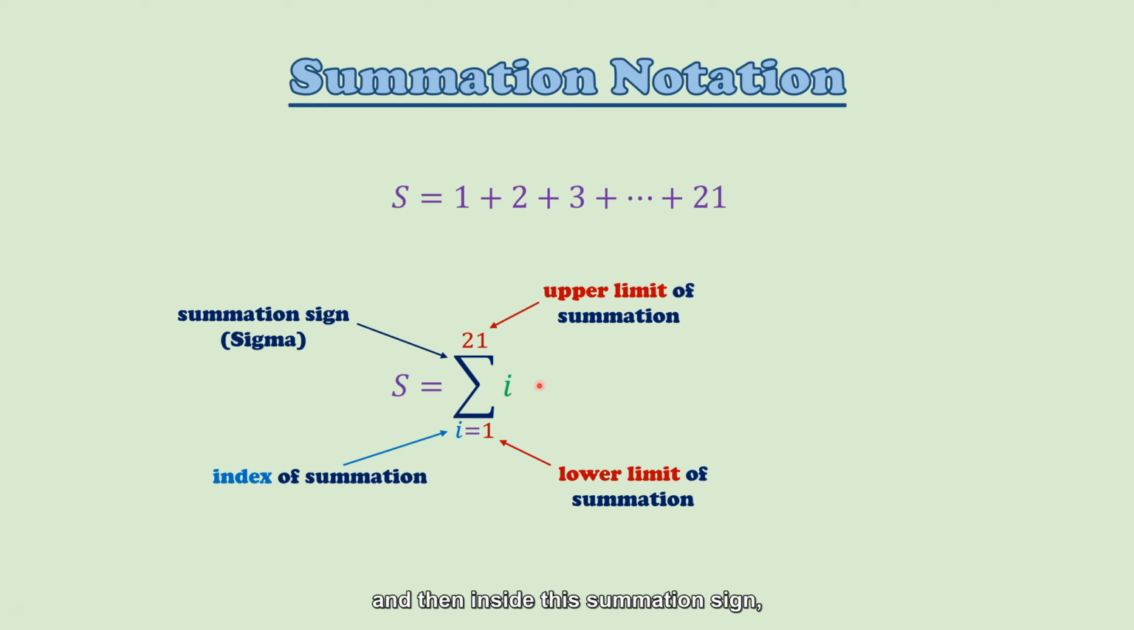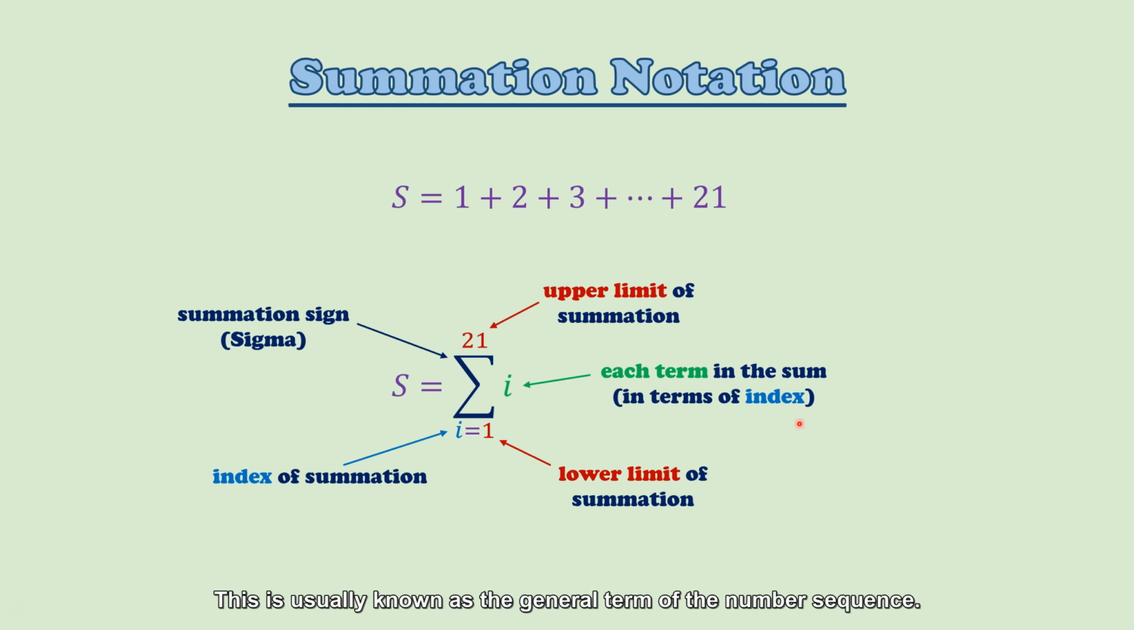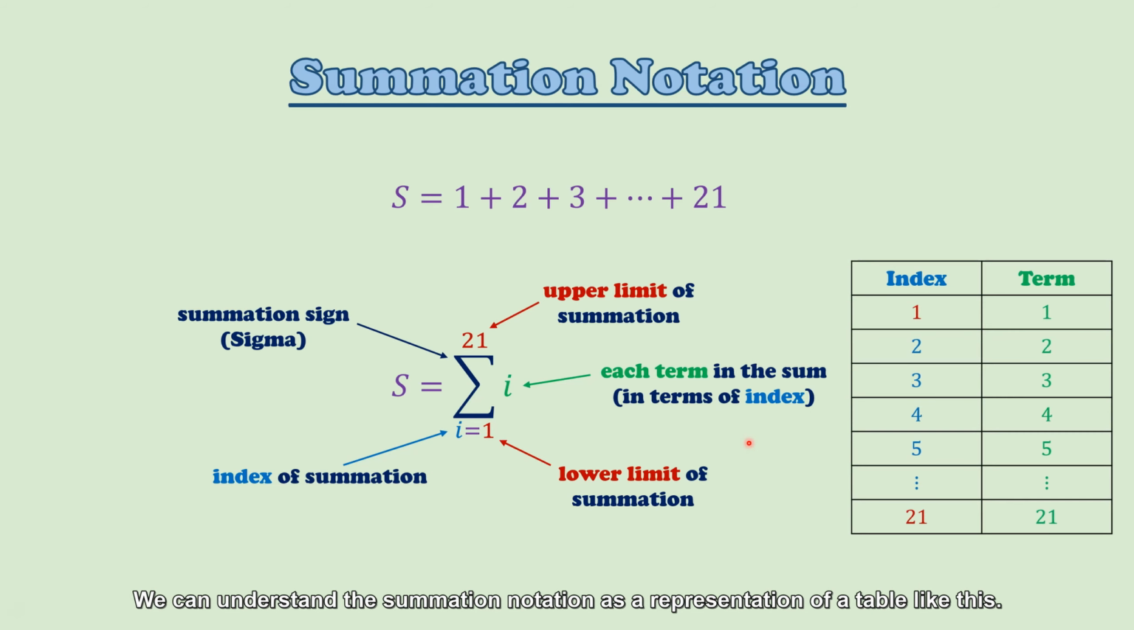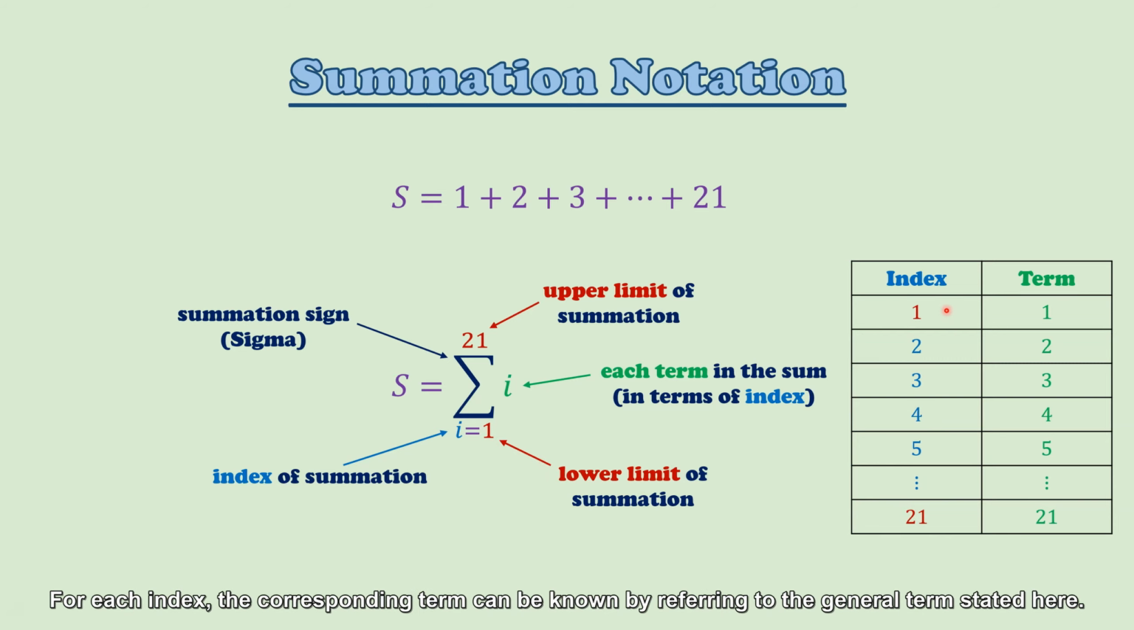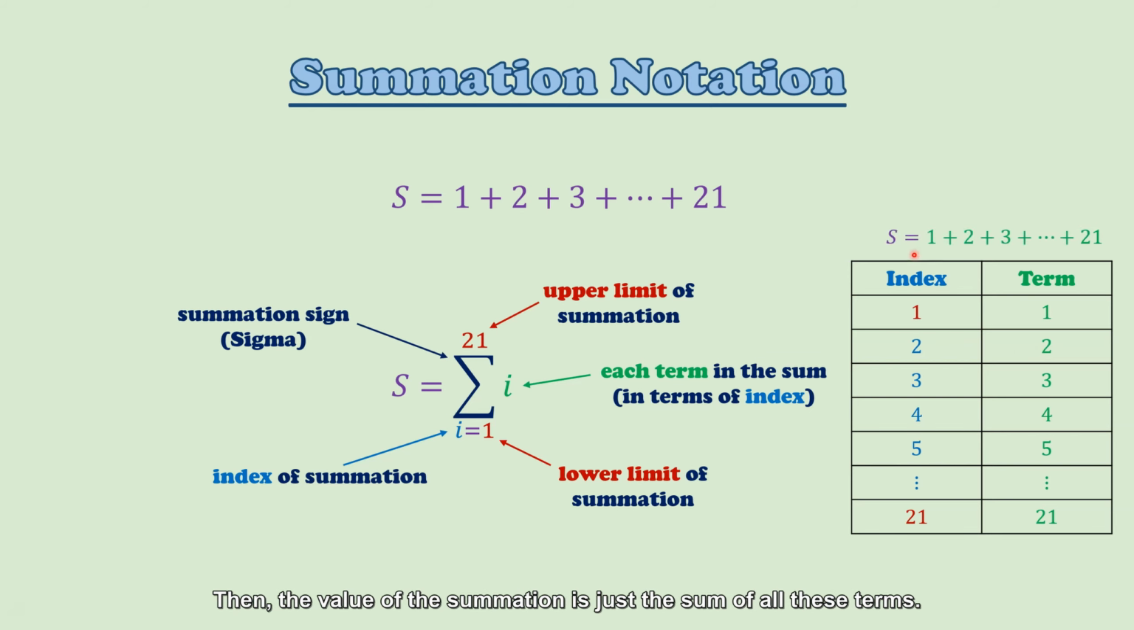And then inside this summation sign, this expression refers to each term in the sum. This is usually known as the general term of the number sequence. We can understand the summation notation as a representation of a table like this. In the summation notation, we only need to specify the first index and the last index. And then the readers will know that there is a list of indices like this. For each index, the corresponding term can be known by referring to the general term stated here. Then, the value of the summation is just the sum of all these terms.